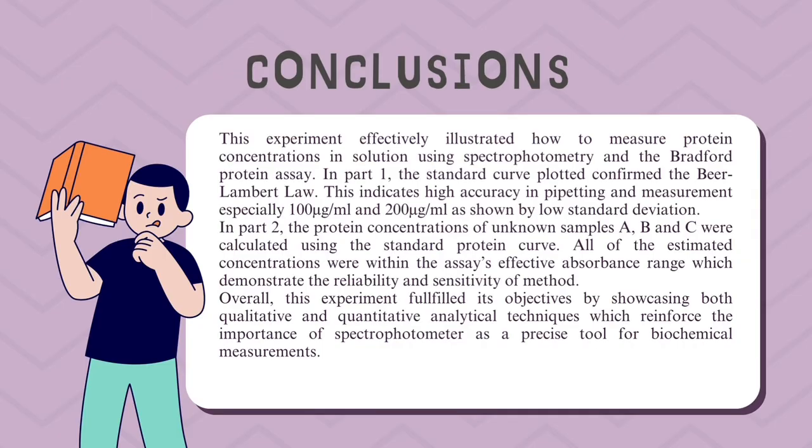In conclusion, this experiment effectively illustrated how to measure protein concentrations in solution using spectrophotometry and the Bradford protein assay. In part 1, the standard curve plotted confirmed the Beer-Lambert law. This indicates high accuracy in pipetting and measurement, especially 100 and 200 microgram per ml as shown by low standard deviation. In part 2, the protein concentrations of unknown sample A, B, and C were calculated using the standard protein curve. All of the estimated concentrations were within the assay's effective absorbance range, which demonstrates the reliability and sensitivity of the method.